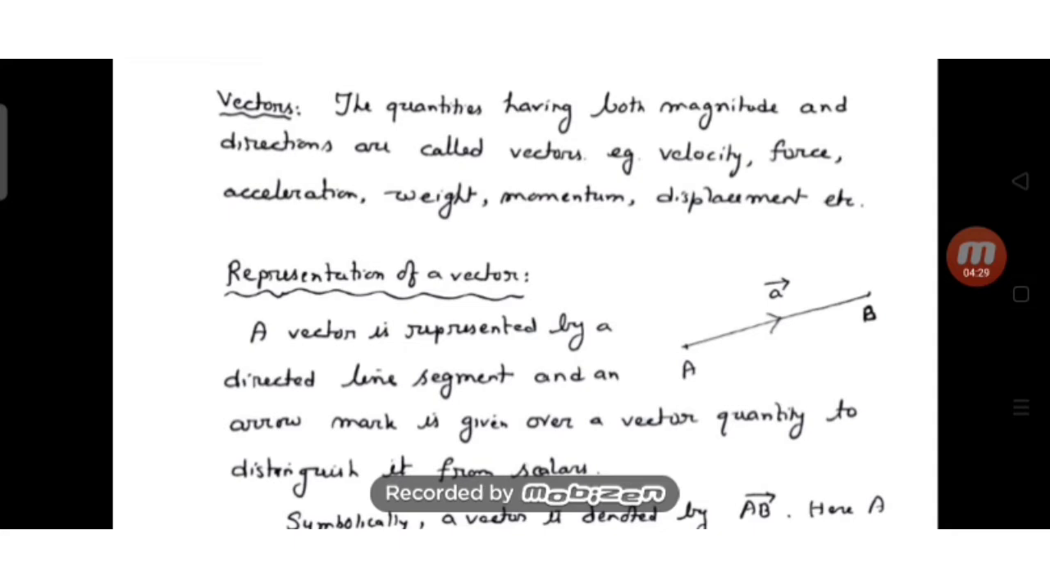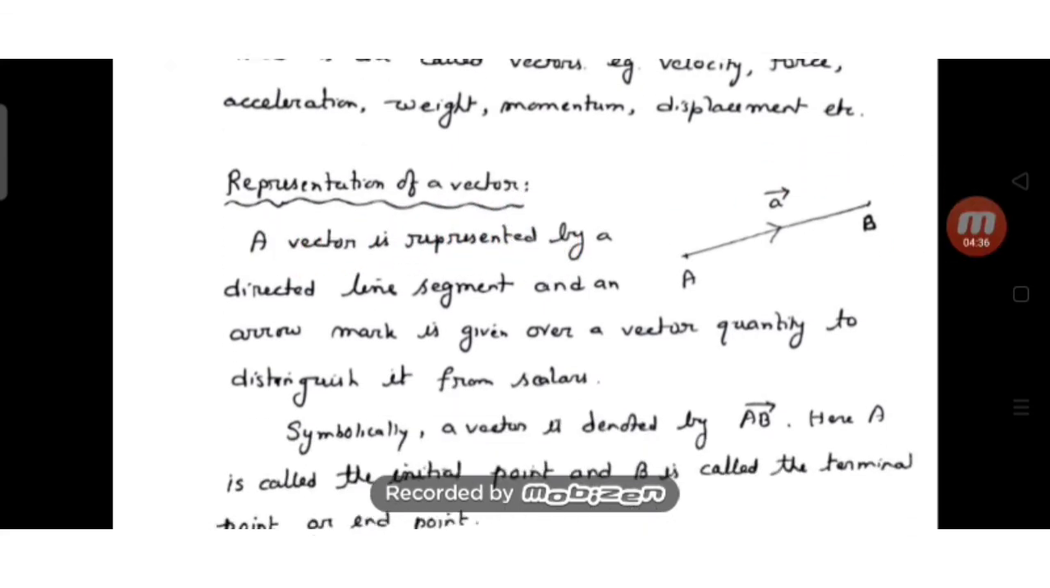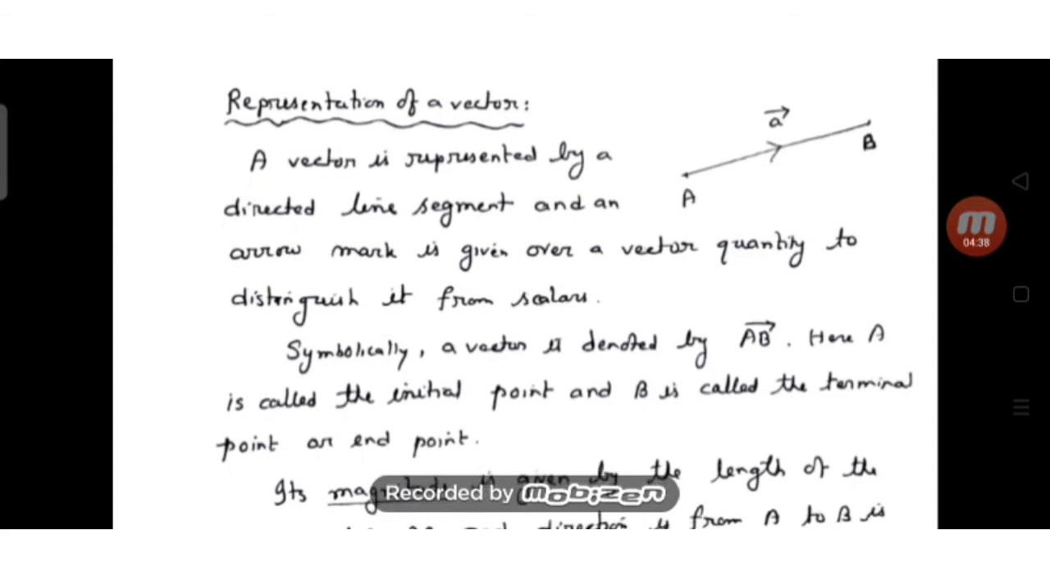Now next you have to know how to represent a vector. That is the representation of a vector. That means how we are going to represent a vector. First thing, a vector is represented by a directed line segment. And an arrow mark is given over a vector quantity to distinguish it from the scalars. So this is how to represent a vector.